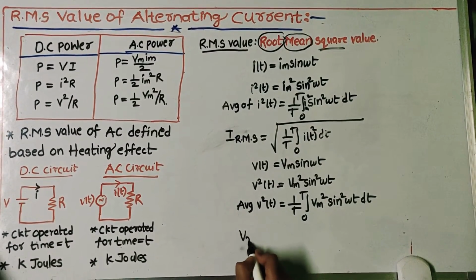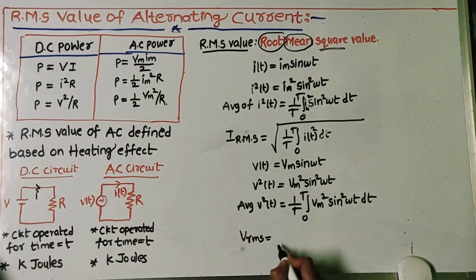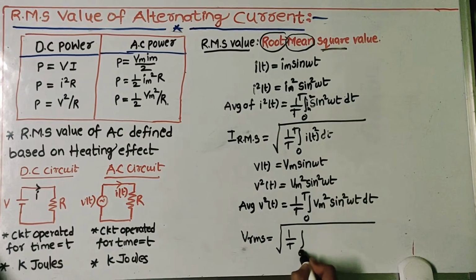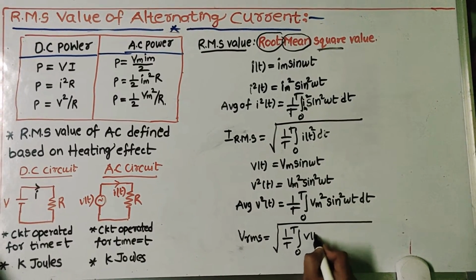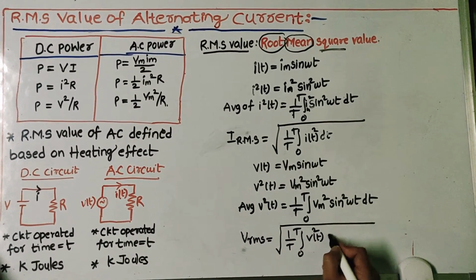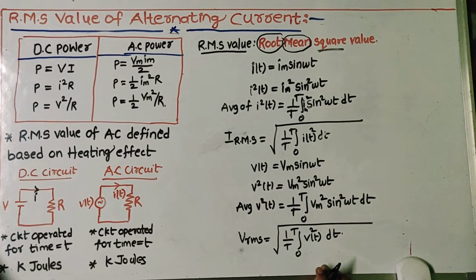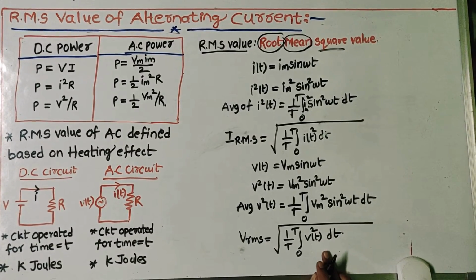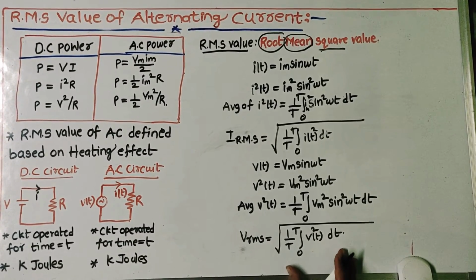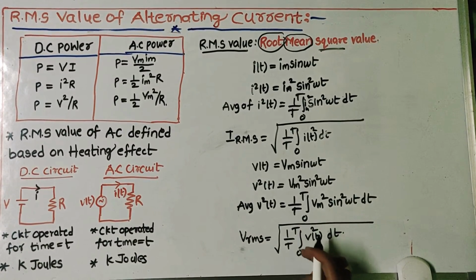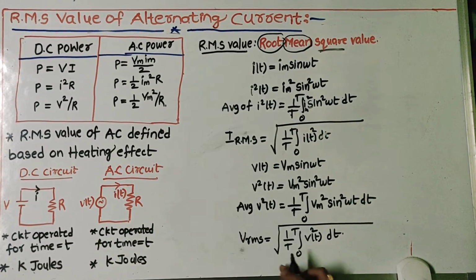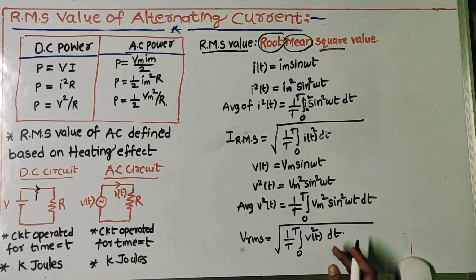Then VRMS is going to be square root of 1 by T integral 0 to T V square of t into dt. So this is how you have to find out the RMS value of voltage. Okay, so this is the basic formula, but here we need to find out the integral of V square of t dt, and we should take the square root for that. So all these things we need to do here. So let's do all these things.